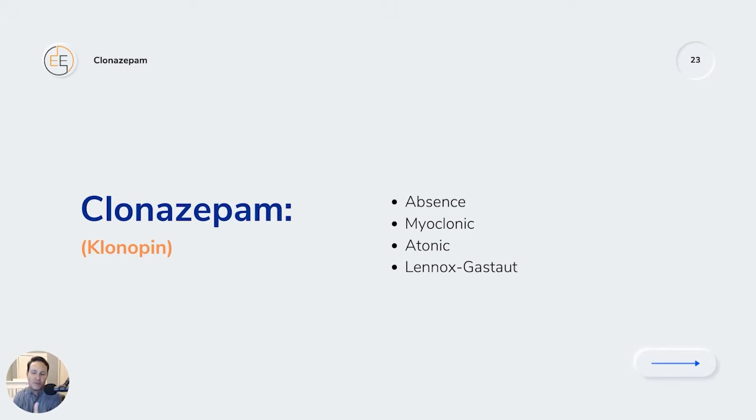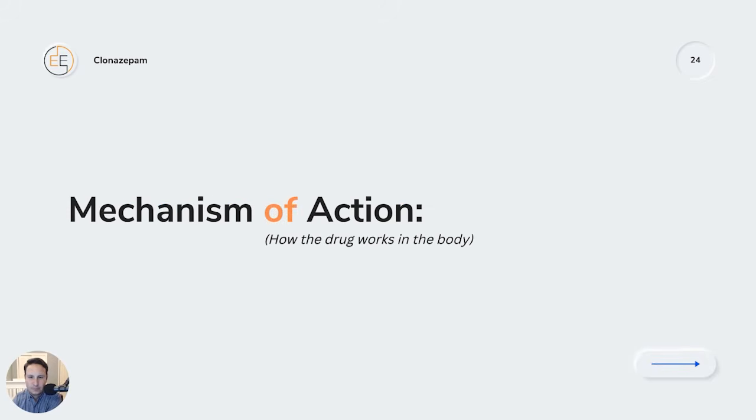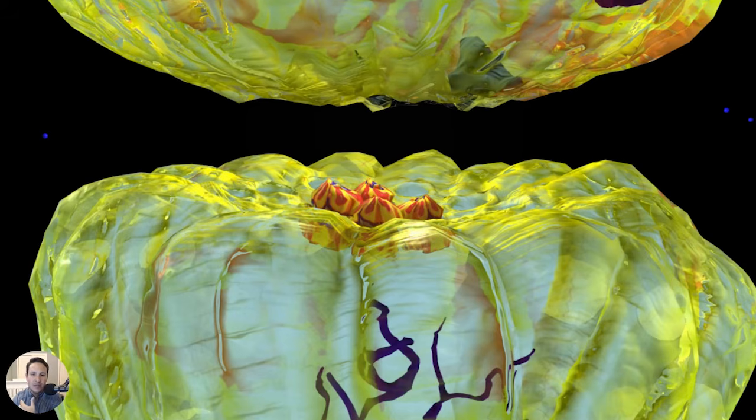Okay, clonazepam. Clonazepam is also referred to by its brand name, Klonopin. Clonazepam is helpful in conditions such as absence, myoclonic, atonic, and Lennox-Gastaut related seizures. Again, I would be either writing this down or taking screenshots so you can come back and reference these later. So let's take a look at how clonazepam reacts with the body in order to help with the previously mentioned conditions. This is called mechanism of action. Again, it's another way of saying this is how the drug works in the body.